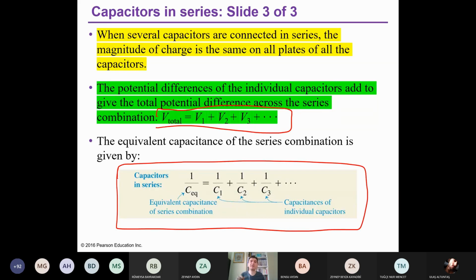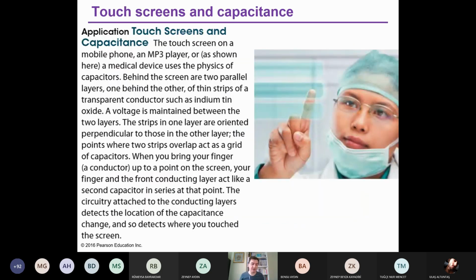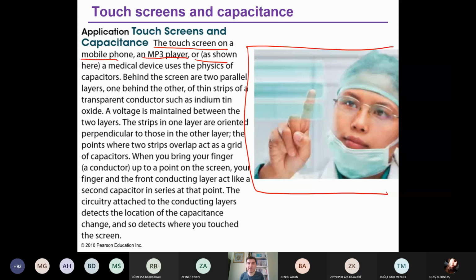Any question here? Then what about applications? Actually, capacitors are used everywhere, and the series and parallel combinations of capacitors are also used everywhere in applications. Here you see touch screens: the touch screen on a mobile phone or an MP3 player, or, as shown here on the right side, as you may have seen in some movies, a medical device that uses the physics of capacitors. Behind the screen are two parallel layers.